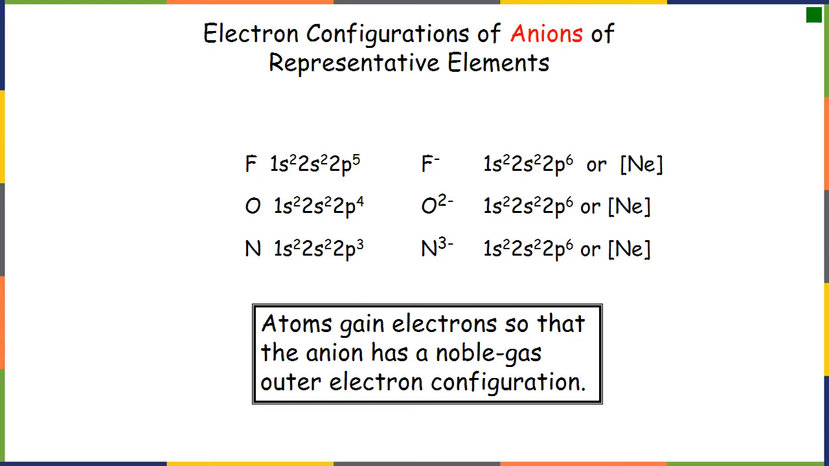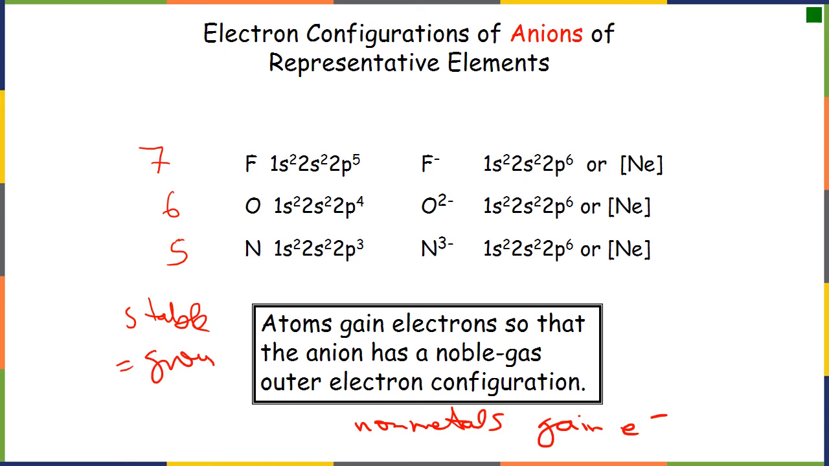So let's consider our nonmetals. We know our nonmetals gain electrons. And if we look at our representative elements, we can figure out how many, because we have group 7 here, group 6, and we have group 5. Now, we know that's not stable. What is stable is group 8. Well, if group 8 is stable, then anything in group 7 is going to gain 1 electron, because 7 plus 1 is 8. Group 6 is going to gain 2, and group 5 is going to gain 3.